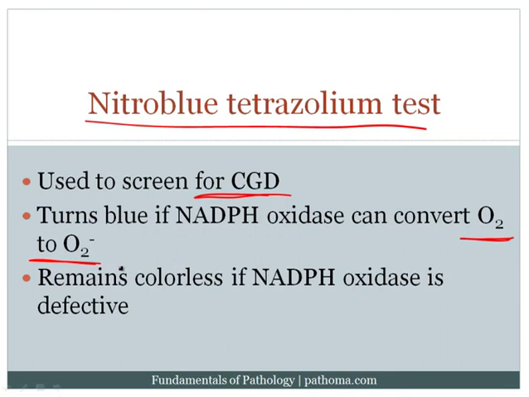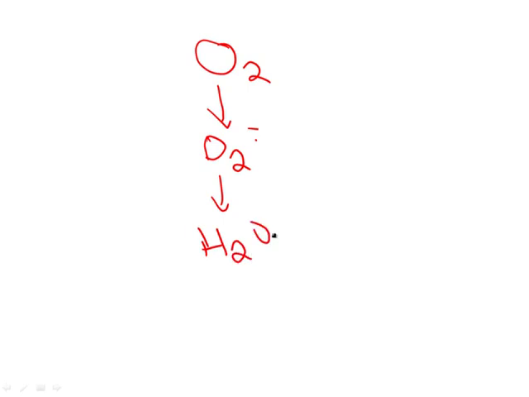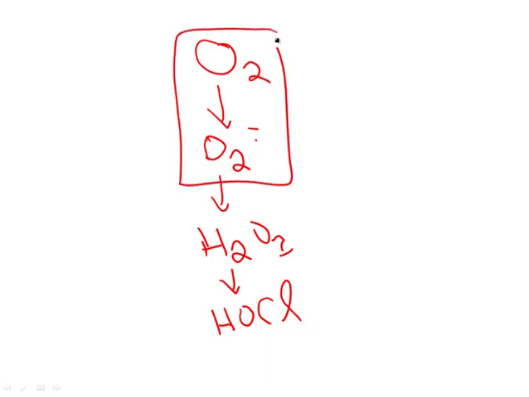So why don't I make this super clear for you by drawing it in a picture. Again, you start with oxygen, and the oxygen gets converted to superoxide, as we've already stated, and then the superoxide gets converted to hydrogen peroxide, and hydrogen peroxide gets converted to HOCl. Right? Now, what does the nitro-blue tetrazolium test ask?